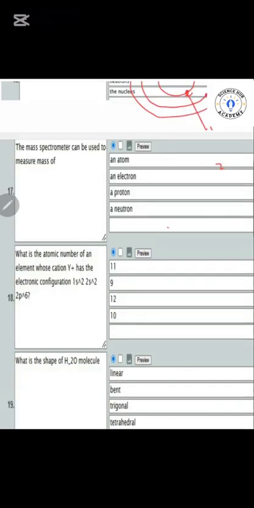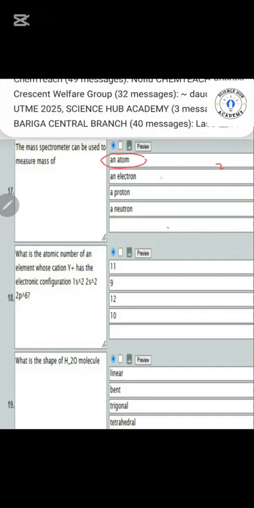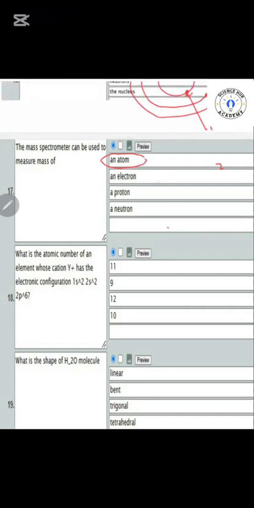Number 17, the mass spectrum can be used to estimate the mass of, that's definitely an atom. So we use the mass spectrometer to detect the mass of an atom.